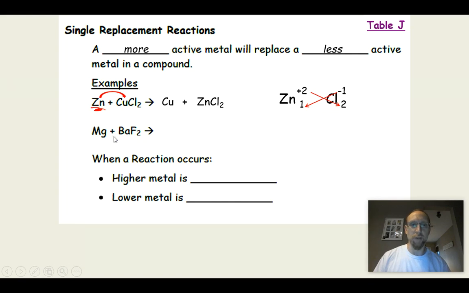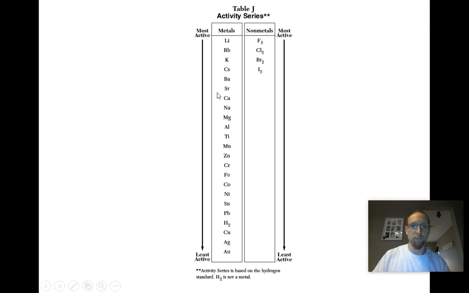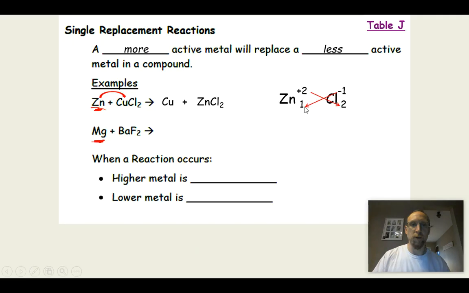The next one, magnesium and barium fluoride. Is magnesium strong enough to replace barium? So we go to table J. And here's magnesium, and here's barium. Nope, magnesium is not strong enough to replace barium. Barium is stronger, so no reaction.